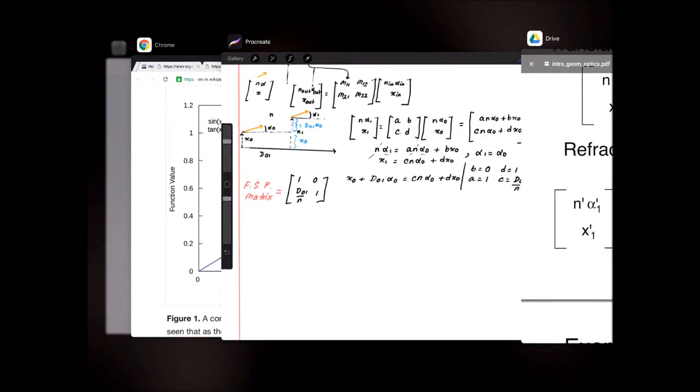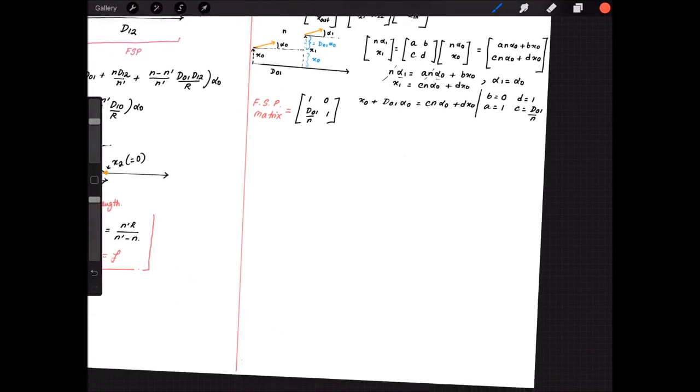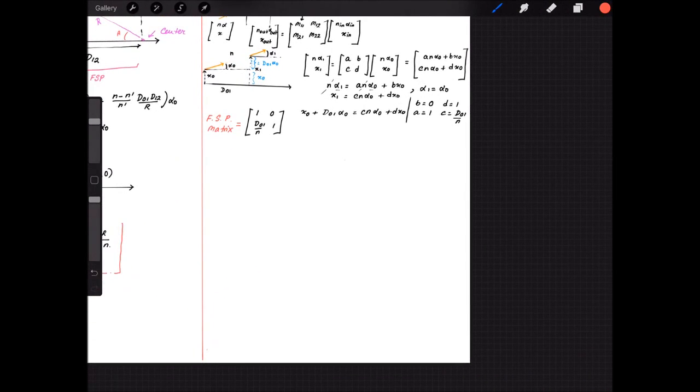These are your two basic cases. So I'm going to put this down. This is free space propagation, and here I'm going to do refraction by spherical surface. Okay?